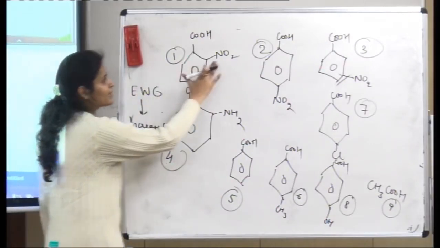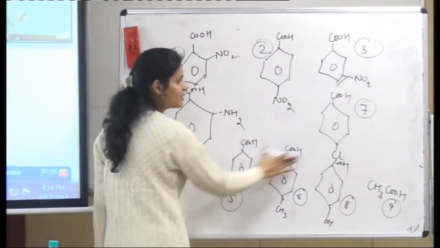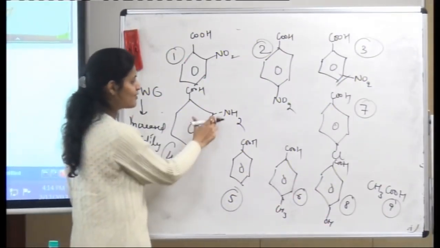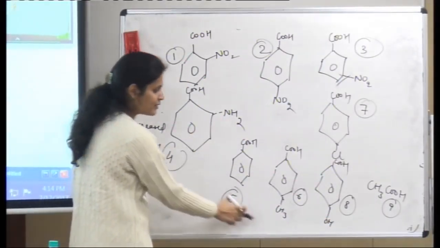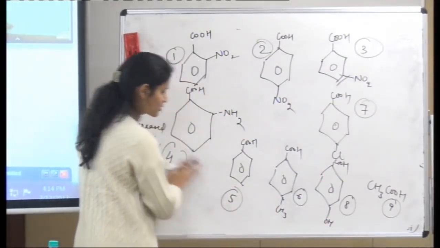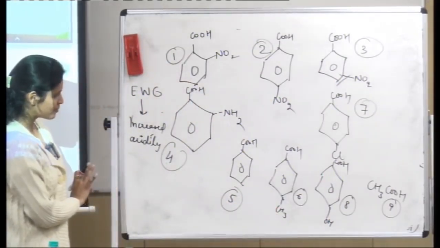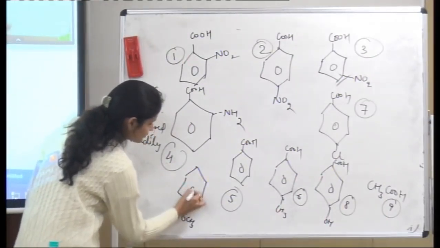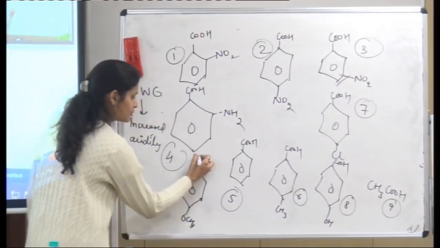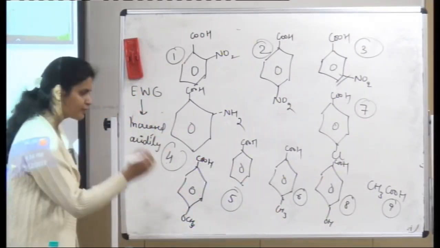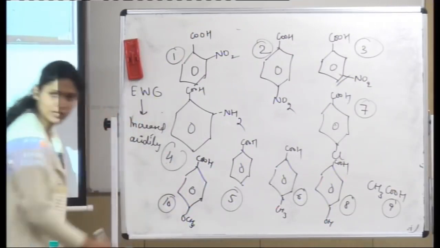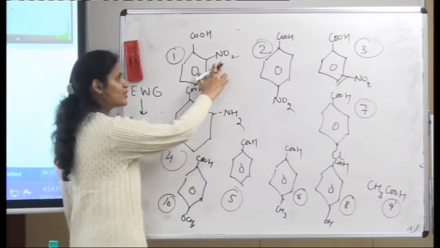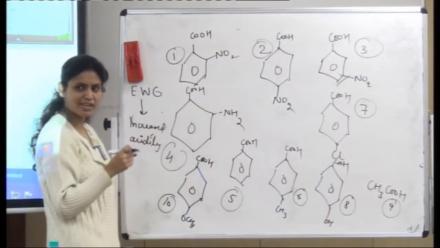It is clear that the compounds having nitro group and the chloro group will have the highest acidity as compared to compounds having amino group, which are electron donating, methyl group and methoxy group. I have not written methoxy group, I can also write it as OCH3. It is also an electron donating group, right? That means any compound having electron withdrawing group would be a stronger acid as compared to a compound having electron donating group.